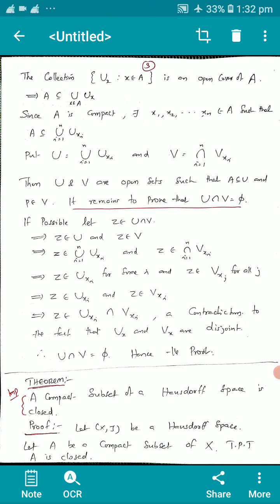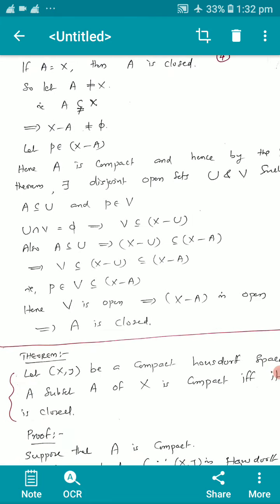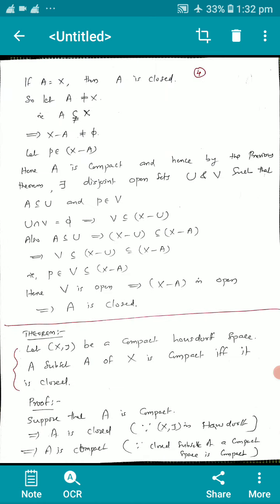Next theorem: a compact subset of a Hausdorff space is closed. A compact subset of a Hausdorff space is closed. It's an important theorem. Proof: let X be a Hausdorff space. Let capital A be a compact subset of X. To prove that A is closed. First, if A equals capital X itself, then A is closed. So take A not equal to X. That means A is a subset of X but not equal to X. That implies X minus A is not equal to phi. So there is at least one point. You take that point as p. Let p be an element of X minus A.